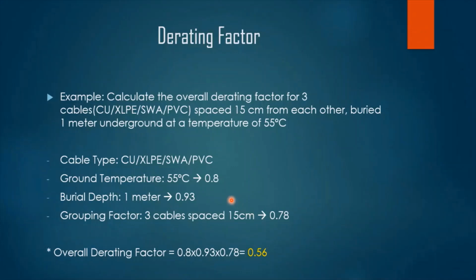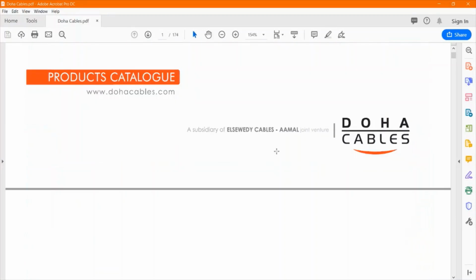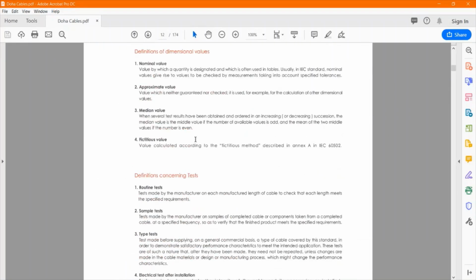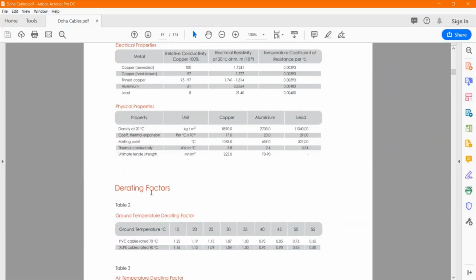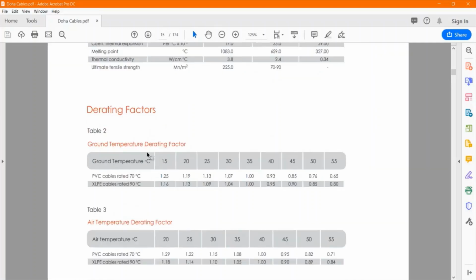So where do we really get these values from? To get these values, we have to check a catalog, or any cable's catalog, and get these values from the derating factor tables. Let's have a look at this catalog, for example, and check the tables. Right, so starting from this section, we will have the tables that include different derating factors. First derating factor here is the ground temperature. So in the example, we are given a ground temperature of 55 degrees Celsius, and our cable type is an XLPE type. The derating factor for the ground temperature will be 0.8.